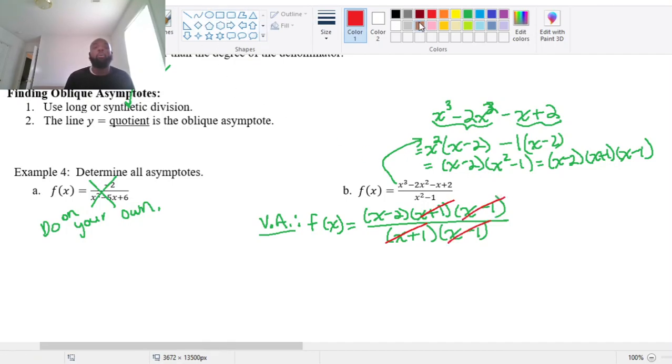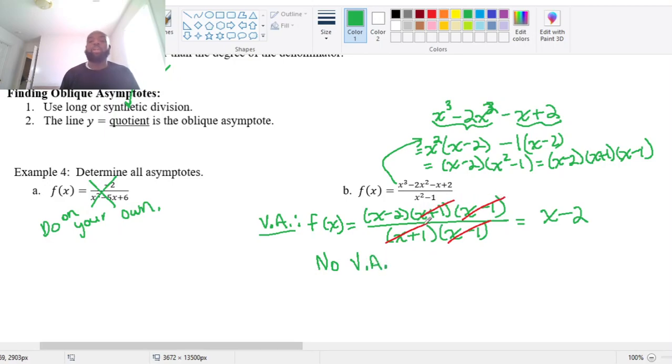And so my polynomial really simplifies to a non-rational function, right? But there are no vertical asymptotes, because both of my factors in my denominator cancel with my factors in my numerator. And so there is no vertical asymptote, right?